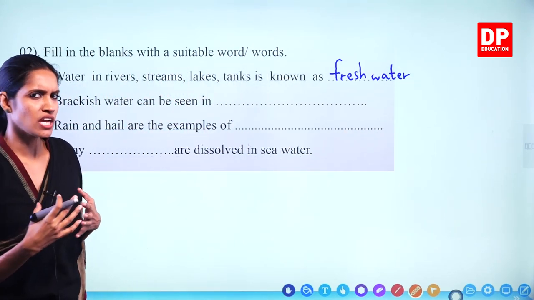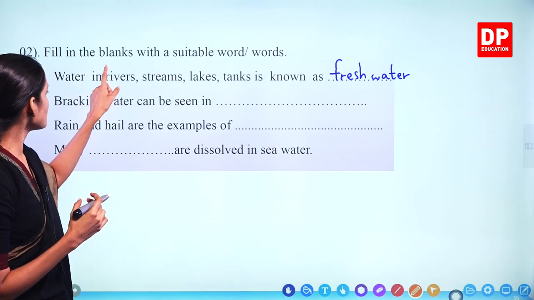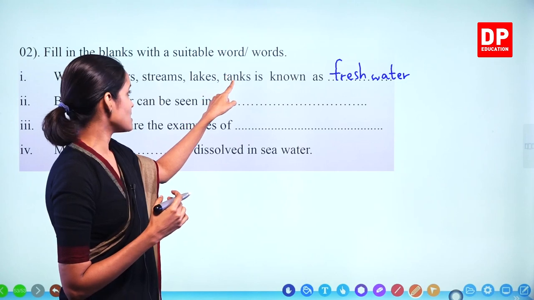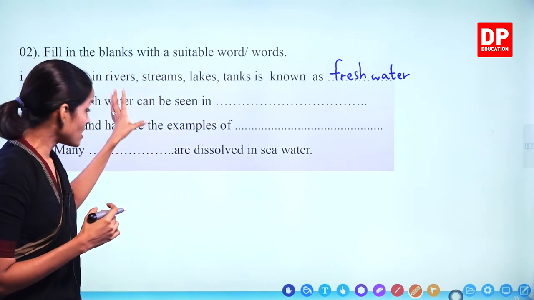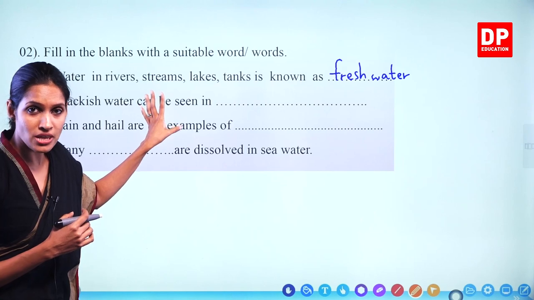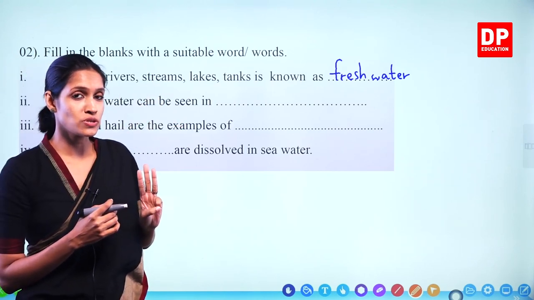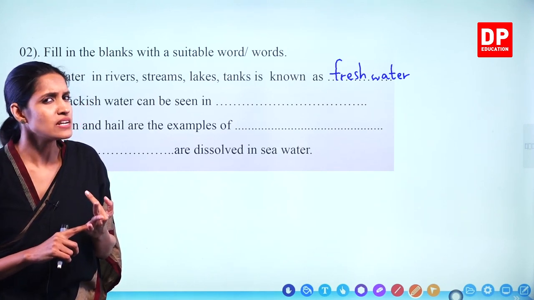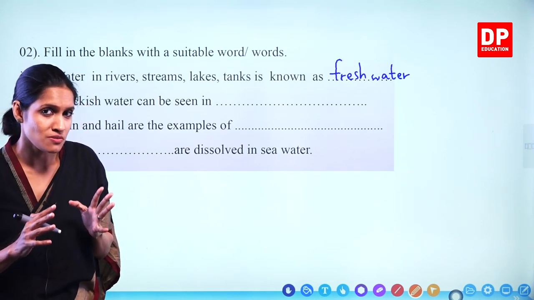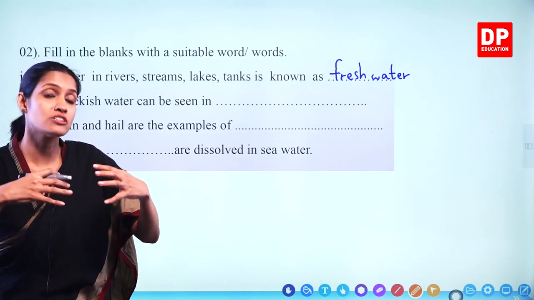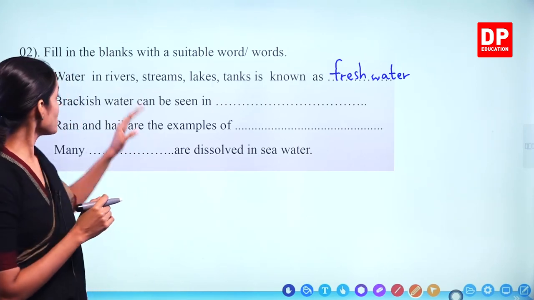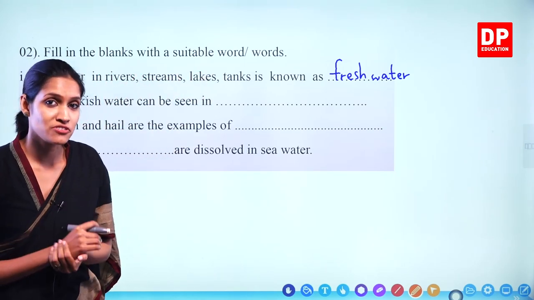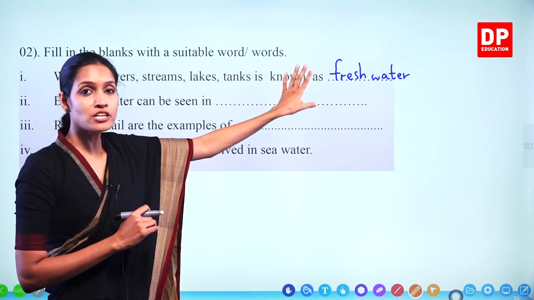Is there another way? Think carefully. Water in rivers, streams, lakes, tanks. Based on availability, you all know that there are three different types of water. One is precipitation. Number two, surface water. What is surface water? Surface water means water present or remaining on the surface of soil. Look at these things. Rivers, streams, lakes, tanks. They all are present as surface water. Therefore, you can write two answers.